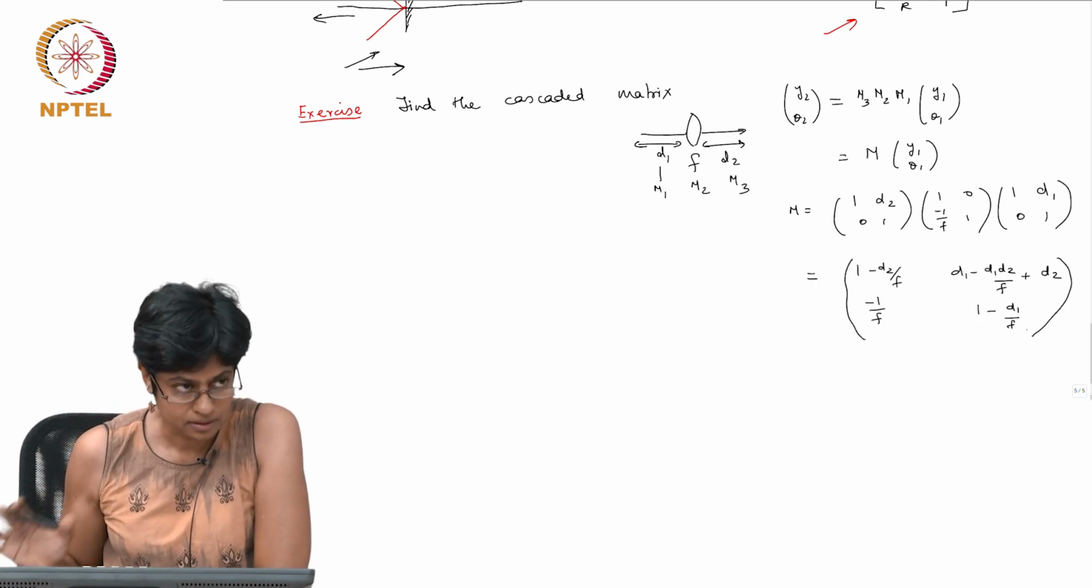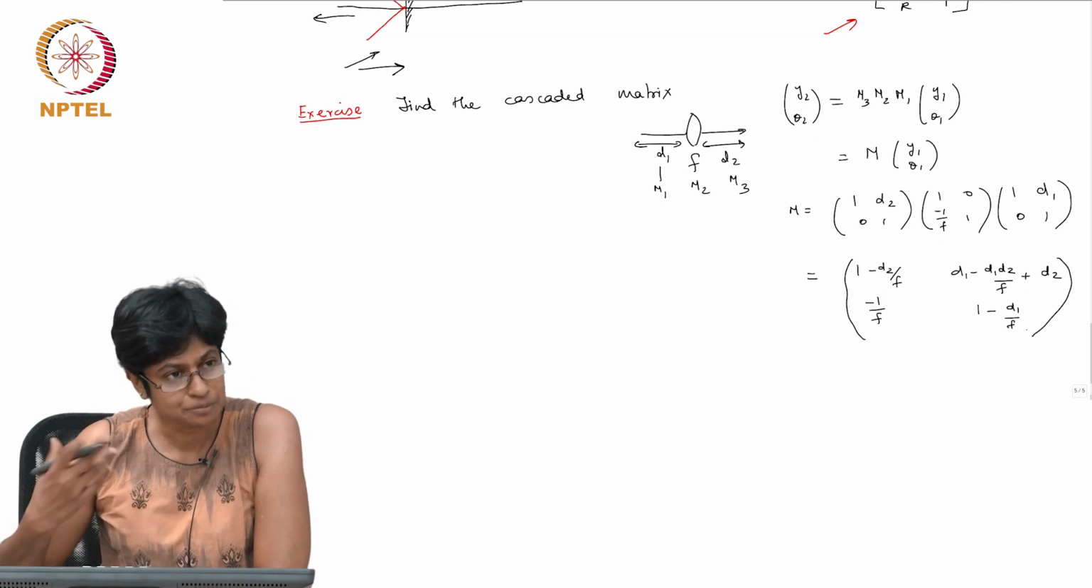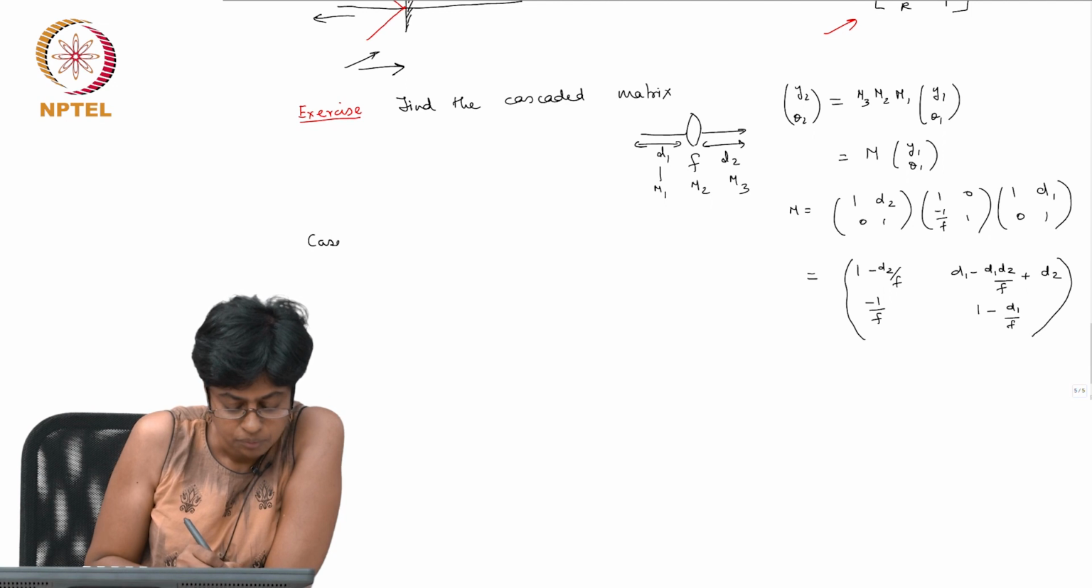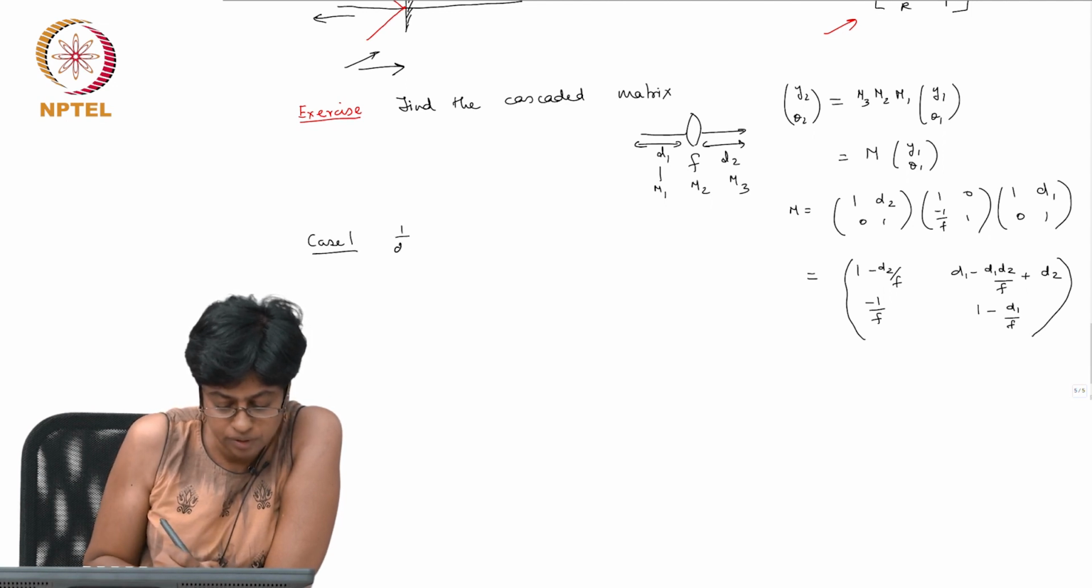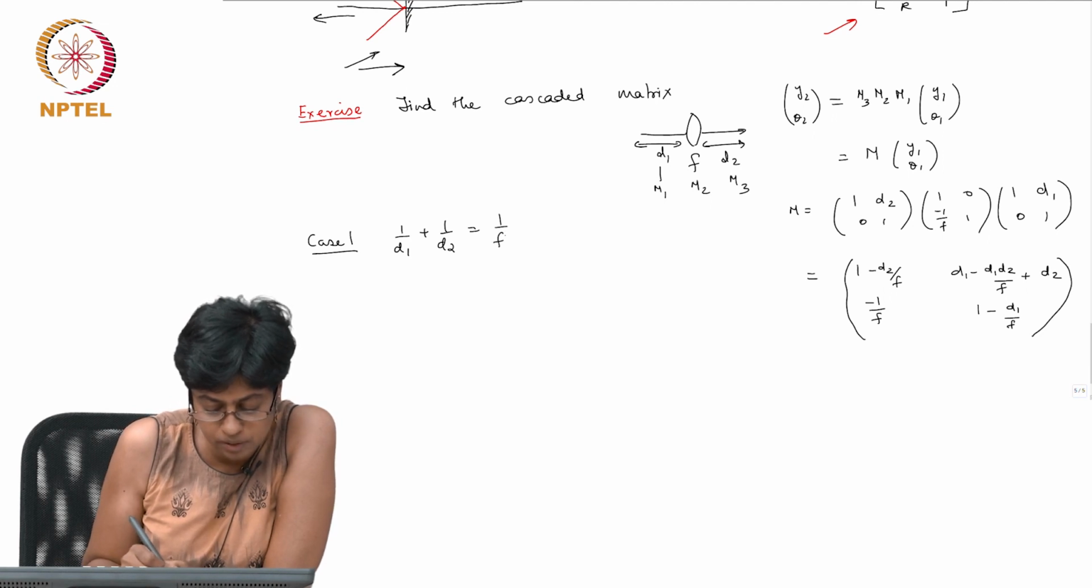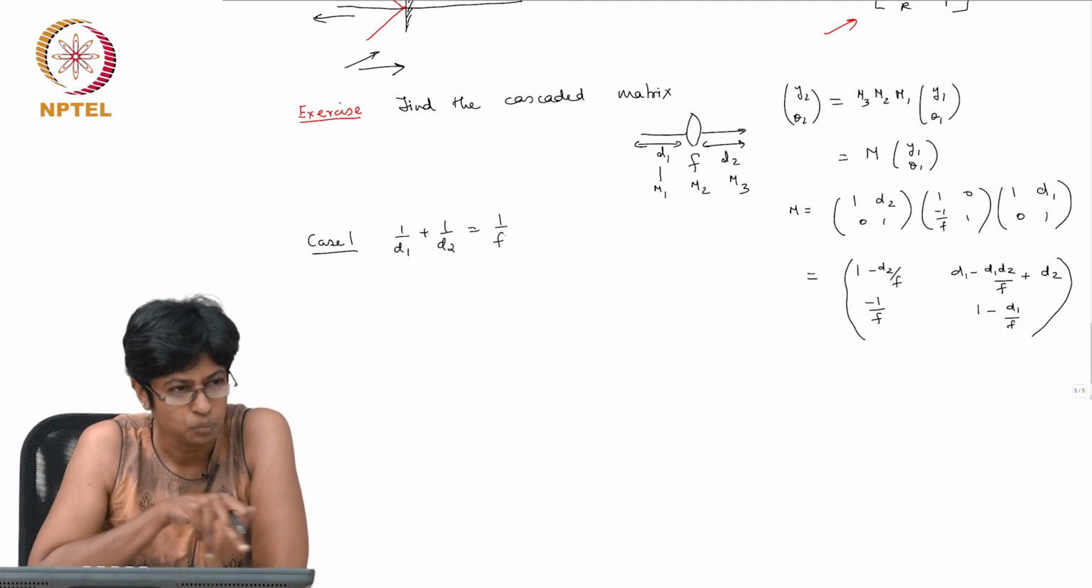I have arrived at this. Now, let us see if we can get some further information out of this. Let us take the case where 1 over d1 plus 1 over d2 is equal to 1 over f. What condition is this that I have imposed?